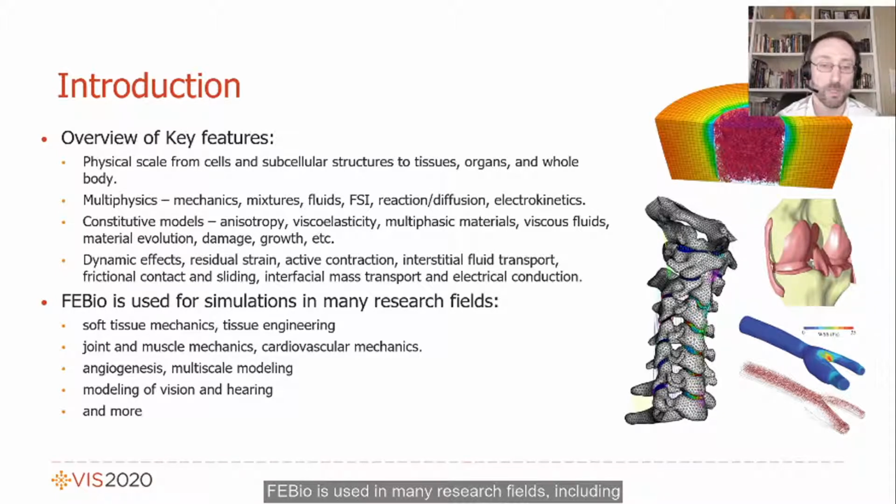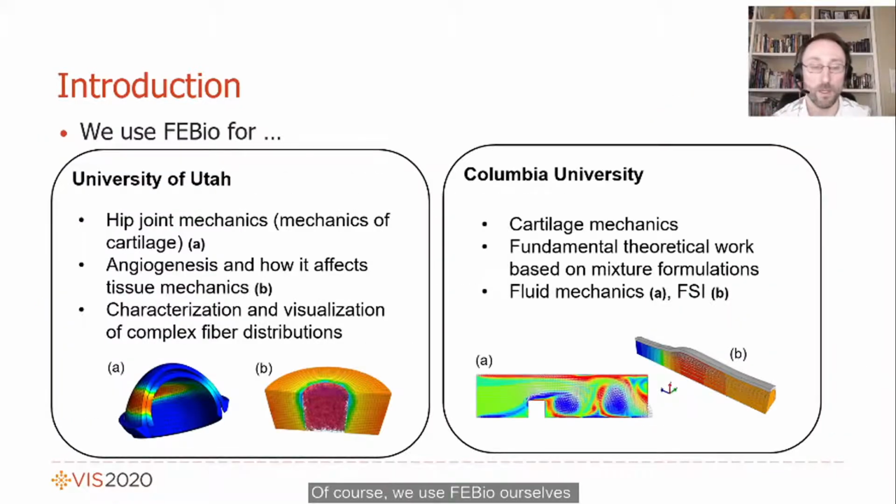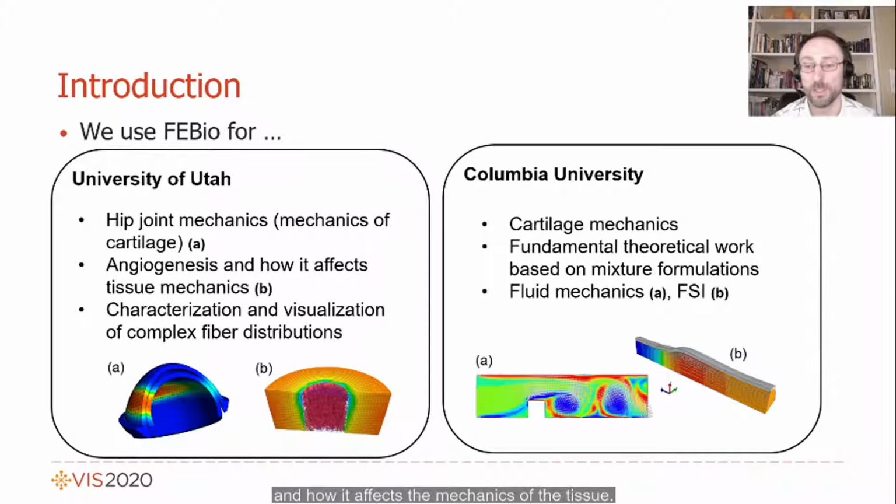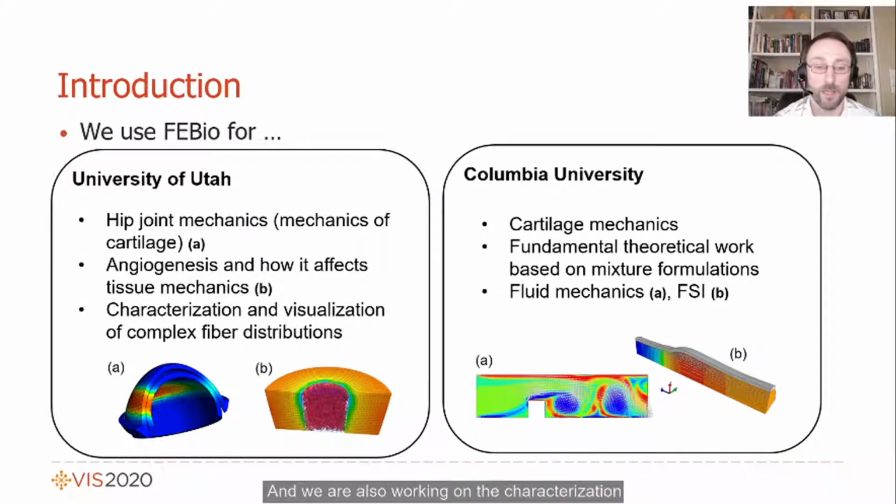FEBio is used in many research fields, including soft tissue mechanics, joint and muscle mechanics, cardiovascular mechanics, and angiogenesis research, just to name a few. Of course, we use FEBio ourselves in several of our research projects. As I mentioned, FEBio is a collaboration between the University of Utah and Columbia University. At Utah, we use FEBio for studying hip joint mechanics and angiogenesis, which is the formation of new blood vessels and how it affects the mechanics of the tissue. And we're also working on the characterization and visualization of complex fiber distributions.